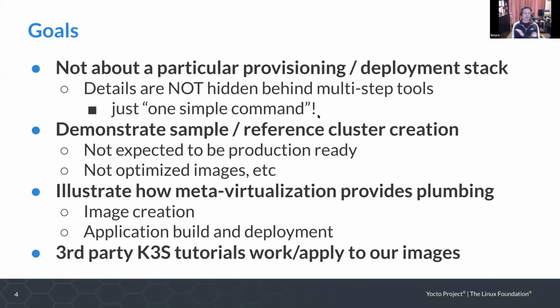So it's just bare minimum images to bring them up, to show how I can do the multi-node testing using those images, and then show how the image creation works and how we can deploy things with meta-virtualization. And finally, I do one thing in the end just to show that a third party K3S example application deployment that you can find online will be able to apply to our image, since the cluster is compliant, assuming your architecture matches, within those bounds.